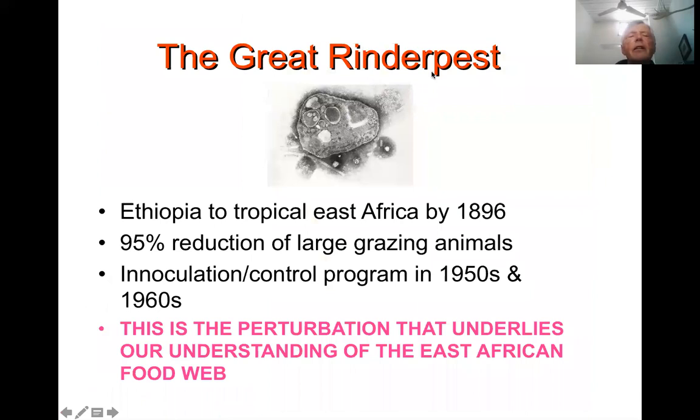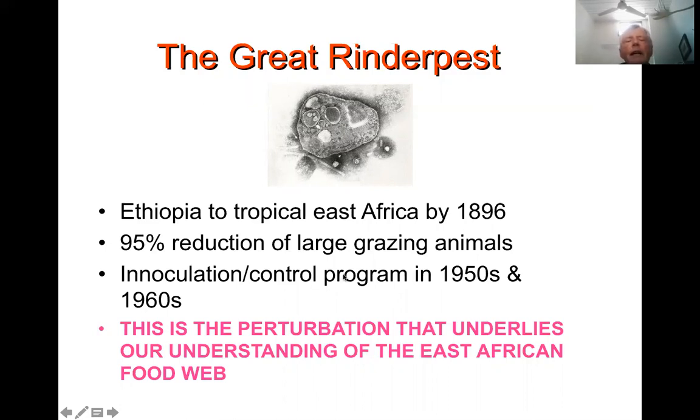And as I said, the Great Rinderpest is what provided a window into the understanding of the ecology of this system, and in particular, the trophic relationships that led to the grassland system. So as I said, rinderpest came from Ethiopia to tropical East Africa somewhere in the late 1800s. It resulted in roughly a 95% reduction in large grazing animals.